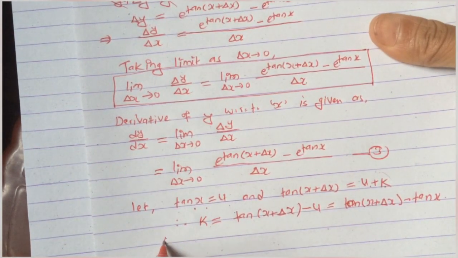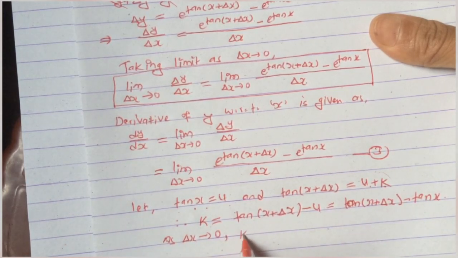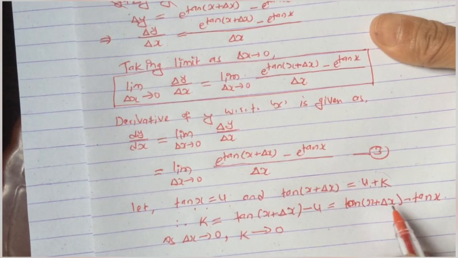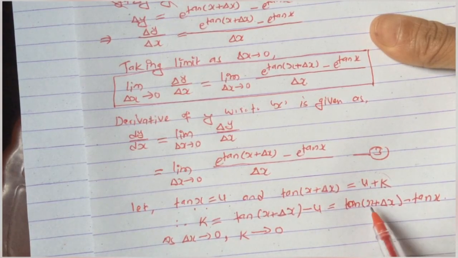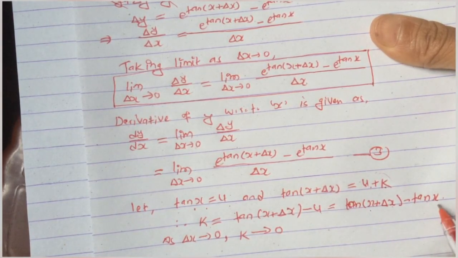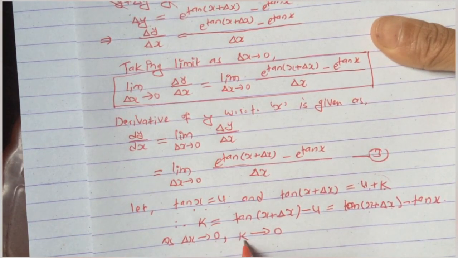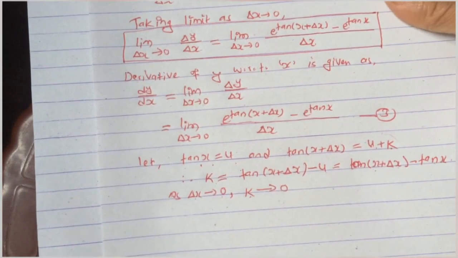And k represents a small change in the value of u. So as del x tends to 0, k tends to 0. If you put del x as 0 here, then tan x minus tan x gives you k equals 0. So as del x tends to 0, k tends to 0.